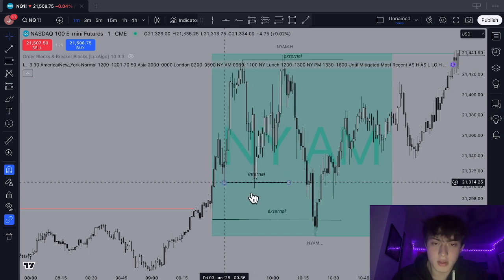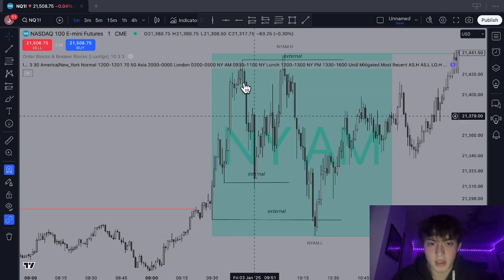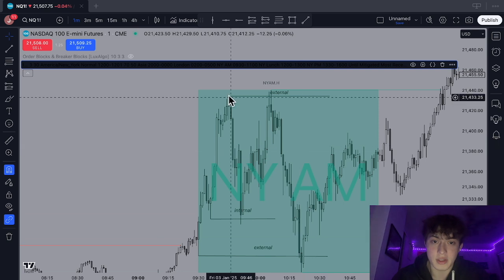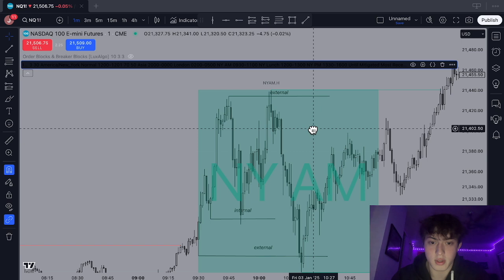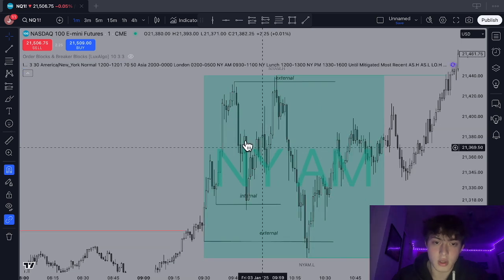So when it takes internal liquidity, we have to find where the next draw is. And since within this range, there's no other highs or lows, we know that the price is going to go to the next draw, which is this external liquidity. So basically, when internal liquidity is taken and there's no other internal liquidity points, we know that price is going to go to external liquidity.